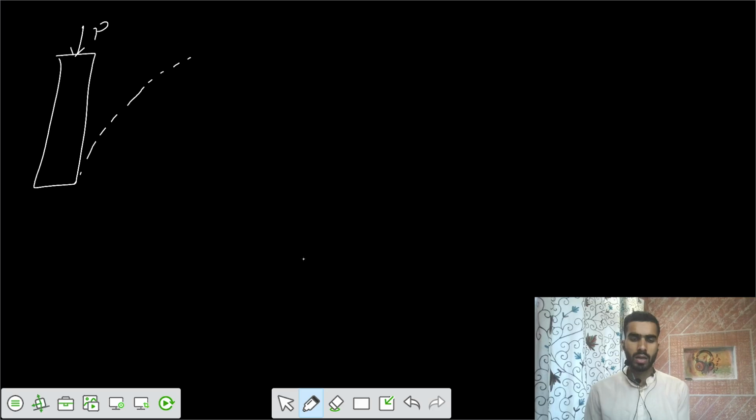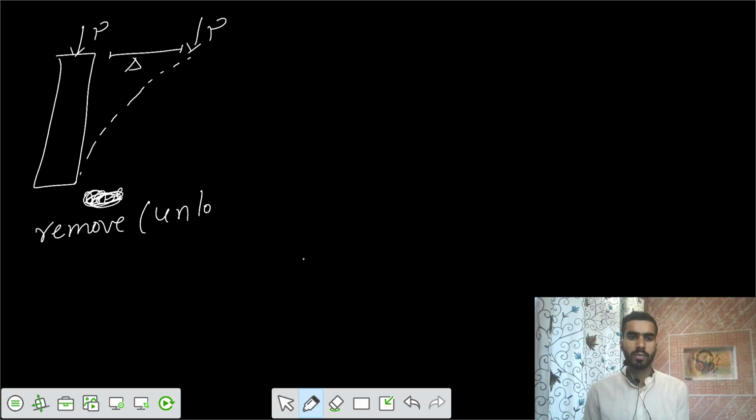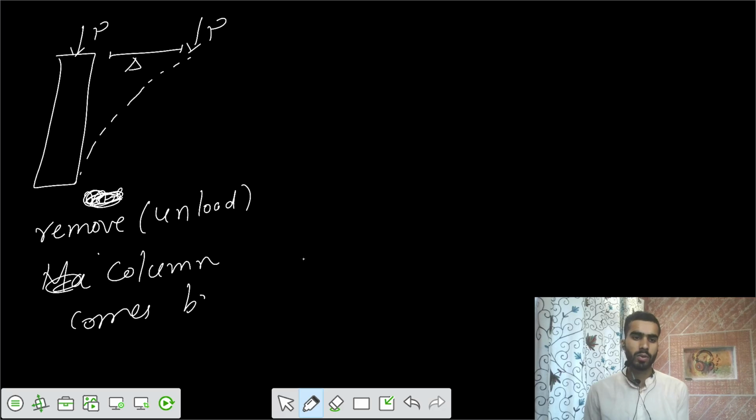Now one thing is that let's say you have this column, and you apply a load of P. And it deflects, or we can say it buckles, such that it reaches some value of delta. Finally it is here. Now you apply the load, and then you remove the load, or unload. After unloading, the column comes back to its original position.